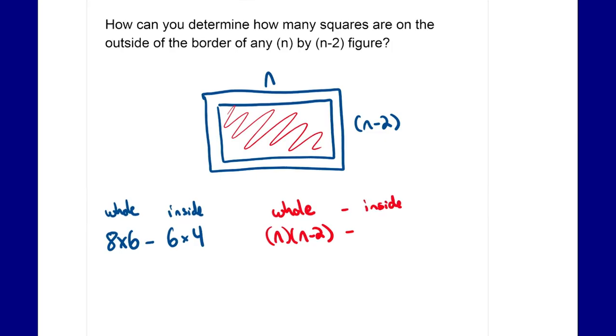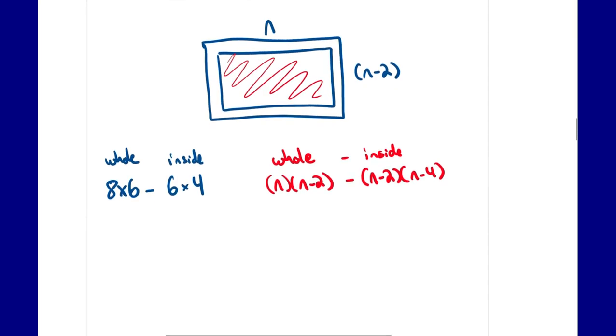Well, if we look at the comparison, the inside was 2 less in both dimensions. Outside was 8 by 6, inside was 6 by 4. So 2 less on each one. So if I look at my whole, well, what's 2 less from n? That's n minus 2. And what's 2 less from n minus 2? Well, n minus 4, because we've subtracted 2 again. So this would be my expression. And this would tell me how many tiles would be on the inside of any given side length, so long as the other side length is 2 less.